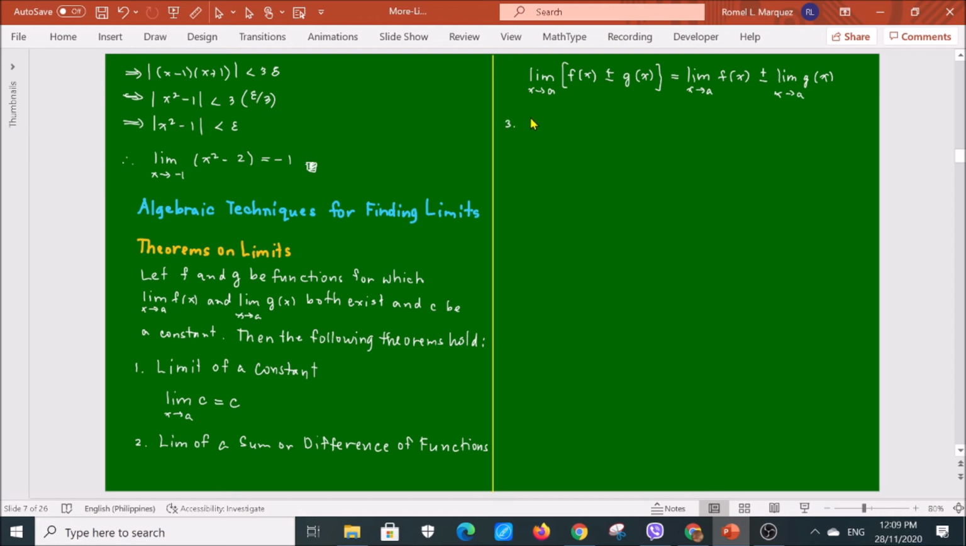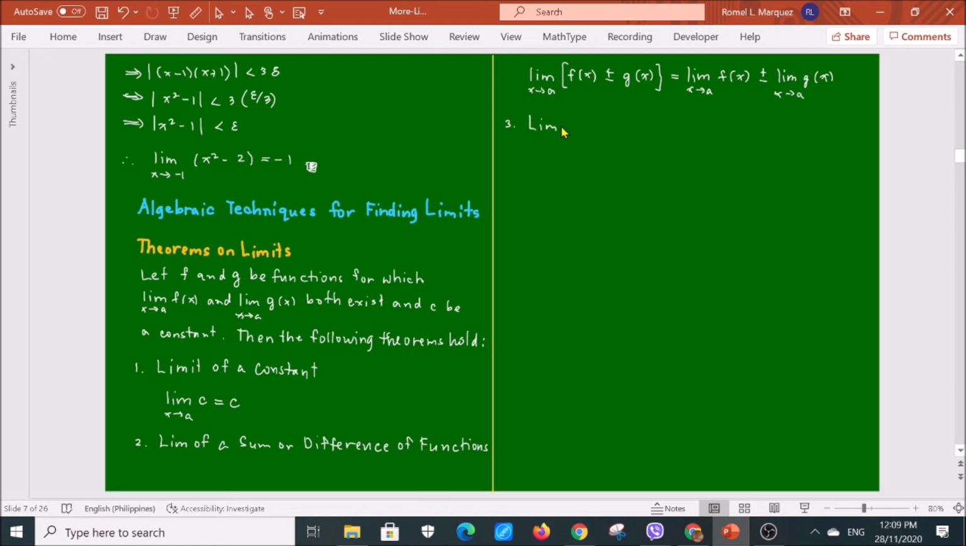Number 3. Again, take note of this. I can split this into a sum of limits provided the limit of f of x and the limit of g of x both exist. If they don't both exist, you cannot split that sum. Okay? You have it as is. Take the limit of that sum. You cannot split it into a sum of limits.